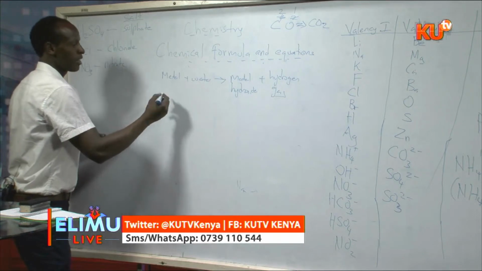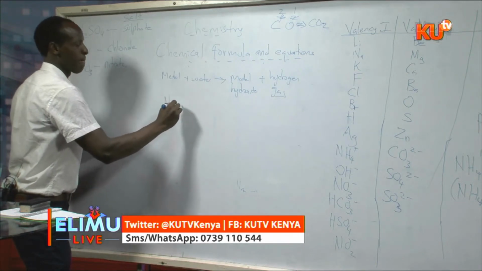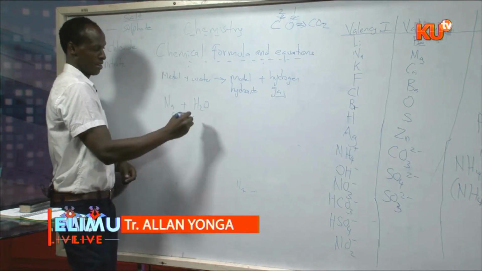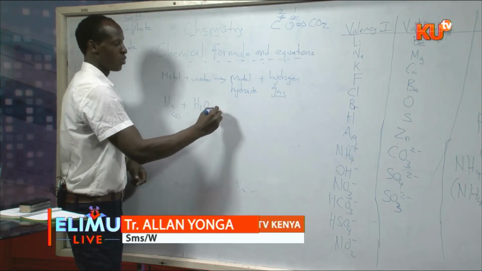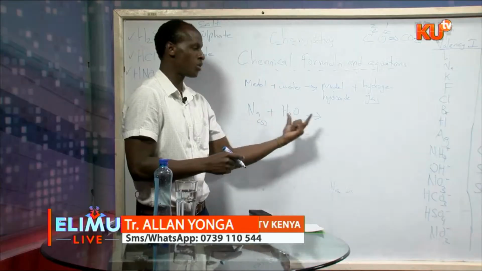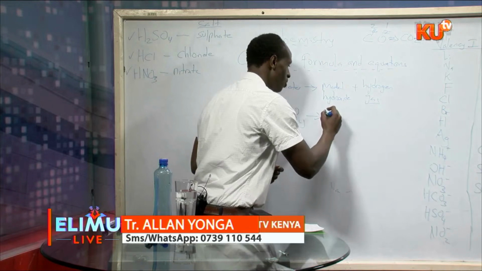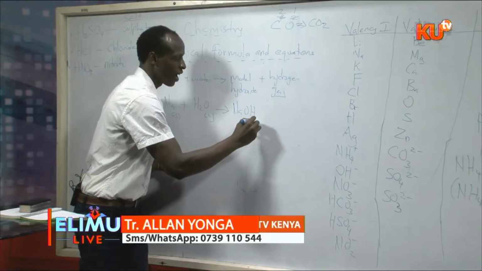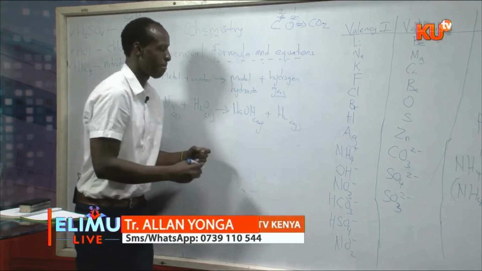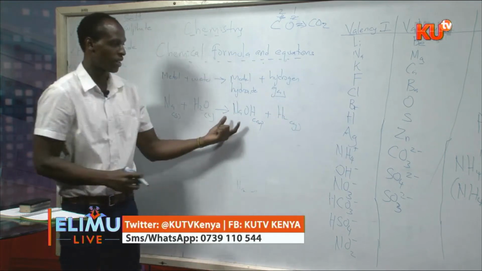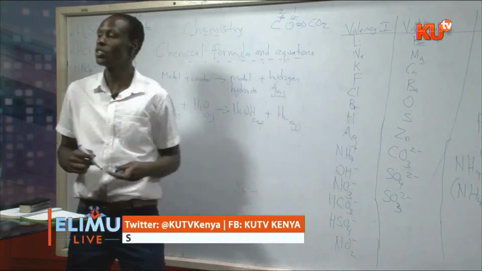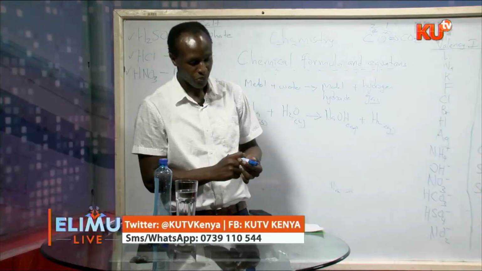So let me take an example, sodium, Na, plus water, we know it's H2O. Sodium is solid and water is liquid. You get the metal hydroxide. The metal which you have used is the one which will give you the hydroxide. So you get sodium hydroxide, NaOH, aqueous, plus H2, gas. All hydroxides are aqueous. NaOH, both have a valency of 1, so sodium hydroxide should be NaOH.